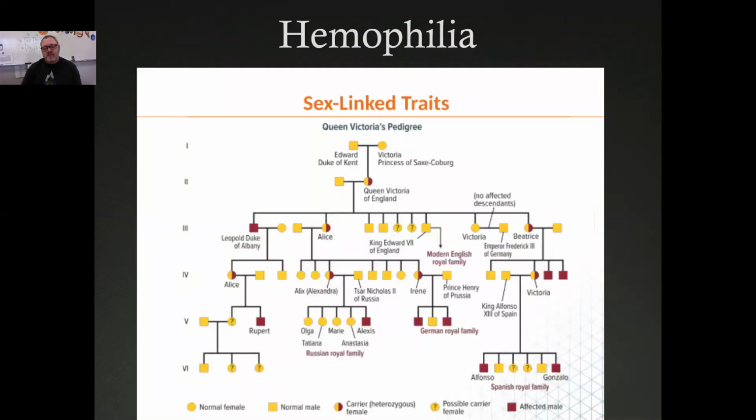Hemophilia is another one. And I spoke earlier about hemophilia in the royal family. You'll notice that there is a significant amount of people within the bloodlines of the royal family that have hemophilia, and that's a blood clotting disorder.